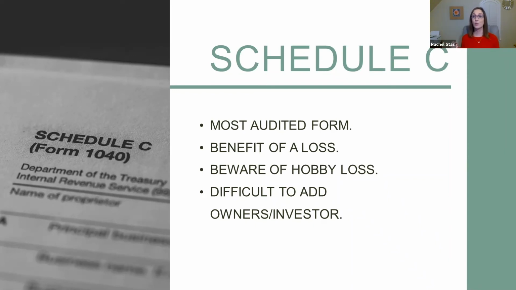Now, let's say your Schedule C is showing a $10,000 loss. That $10,000 loss goes directly against that $50,000. So now on your tax return, you're actually only going to pay tax on $40,000. That's going to either increase your refund or significantly reduce the amount that you owe. And so that's why people really like having a loss, and the IRS is aware of that.